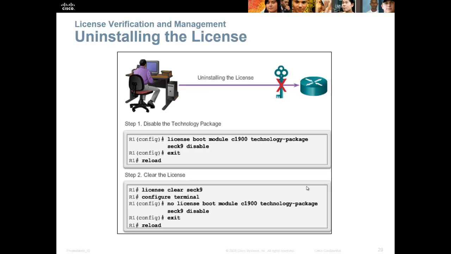All right, uninstalling a license. For some reason you don't want to keep a license, let's say you had an evaluation version, and after a week you didn't like it. License boot module C1900 technology package security K9 disable, exit, and then reload. Most of the time when you go to the page where it has the evaluation versions, they show you the commands to upgrade to that version and to uninstall that version when you're done.